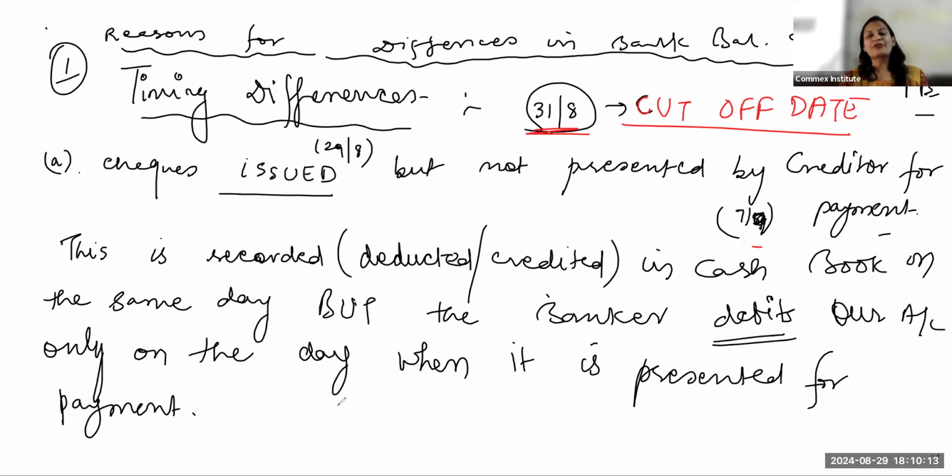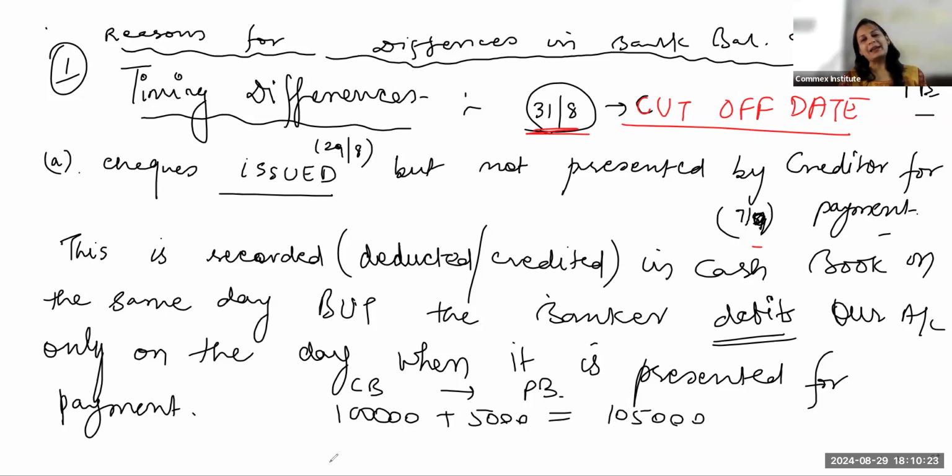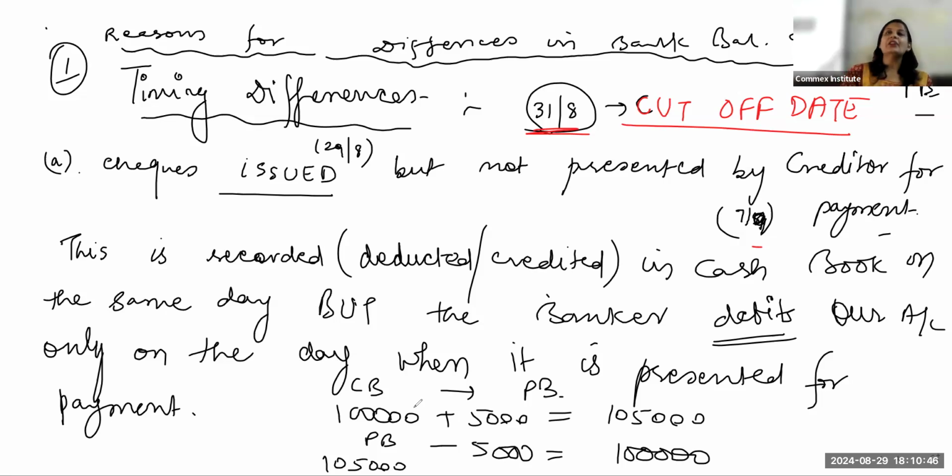So if we want to move from cash book to passbook balance, what will we have to do? We'll have to add back this figure and we'll reach the passbook balance. And if the passbook balance is given to me and this mistake is given to me, I'll have to deduct it to reach the cashier's balance. So it will depend upon whether the cash book balance is given to you and you have to reach the passbook balance, or the passbook balance is given to you and you have to reach the cash book balance. It will depend on whether you have to add that figure or deduct it.